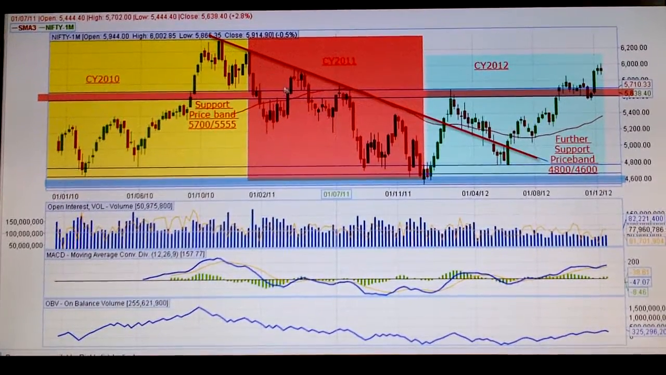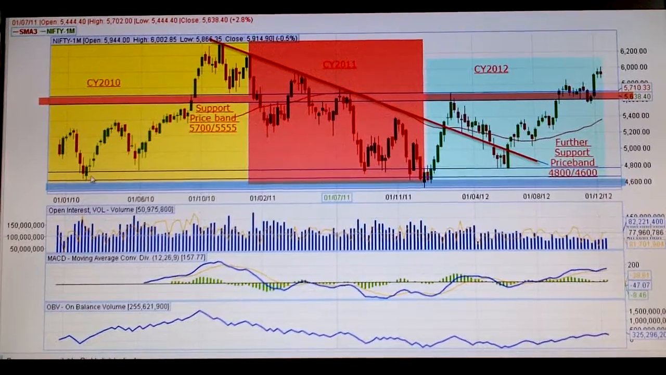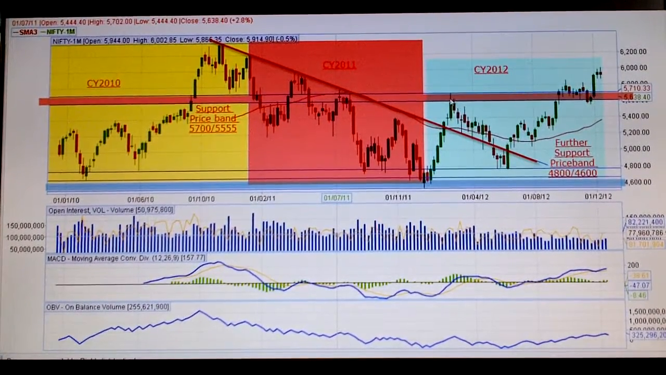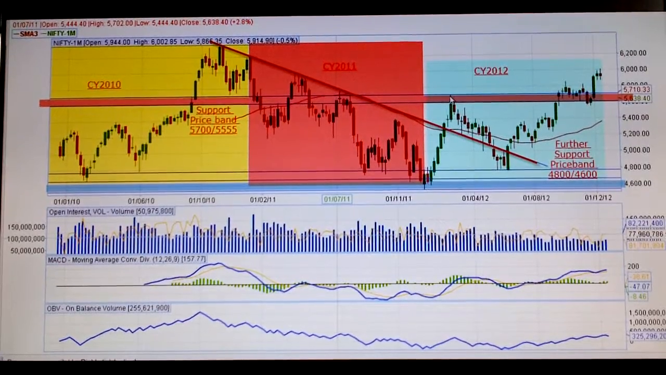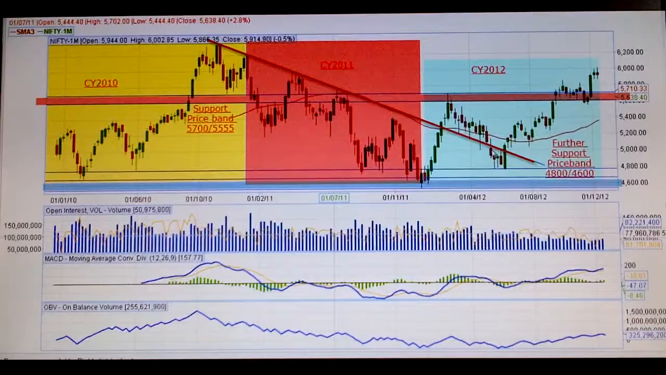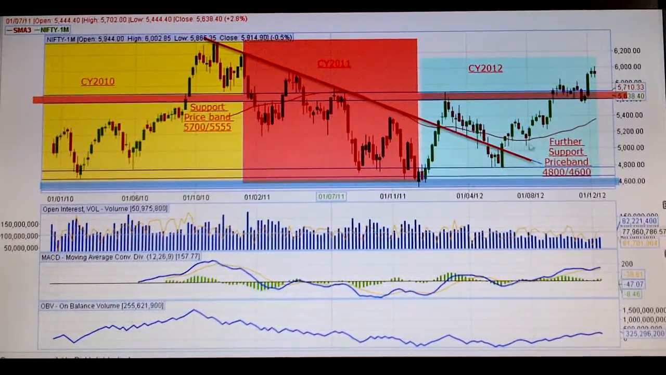Then there was a grinding fall, and after that fall it found support at the same price where Nifty started in calendar year 2010. And then in this December-February rally, of December 11 to February 12, Nifty found resistance at 5700. Again the prices had a fall, and after that, for the last 6 months, Nifty is moving up.